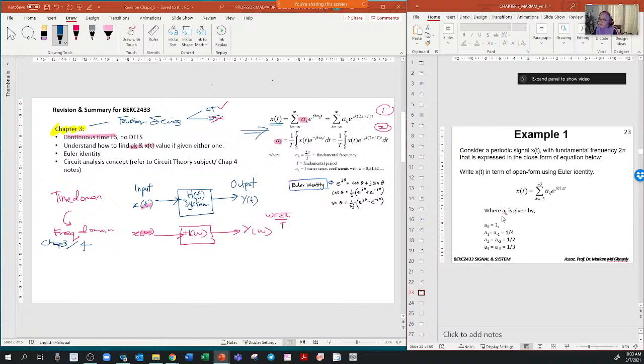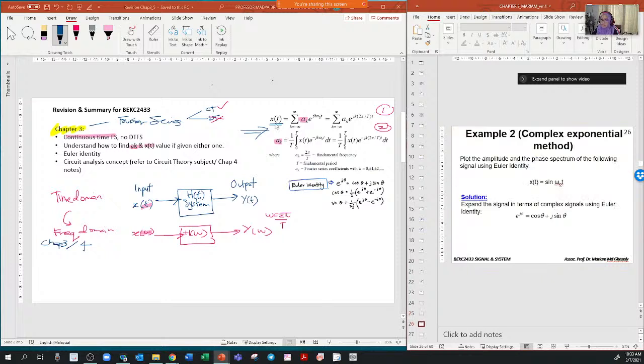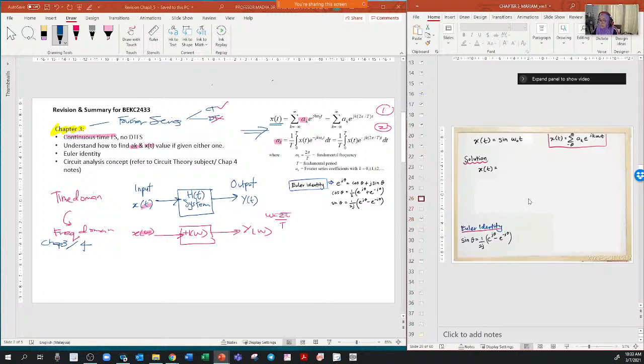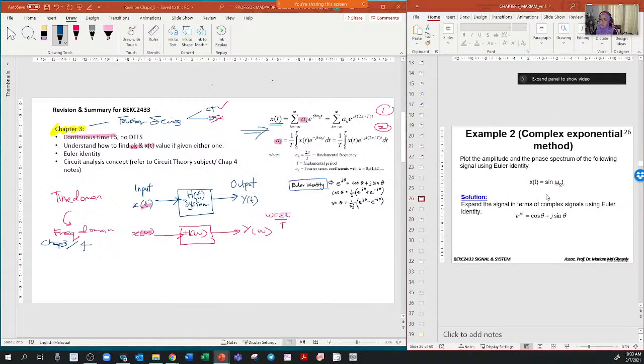So let's say that this one, I think you can just go through the video, but I'm going to focus on this right now. You have the signal and find the coefficient. So let's say that this equation is a very simple one.